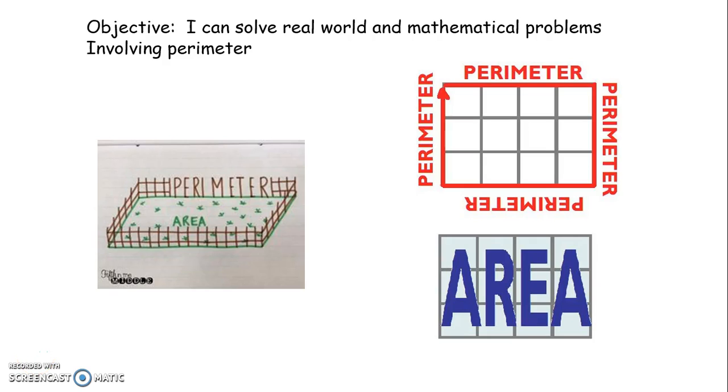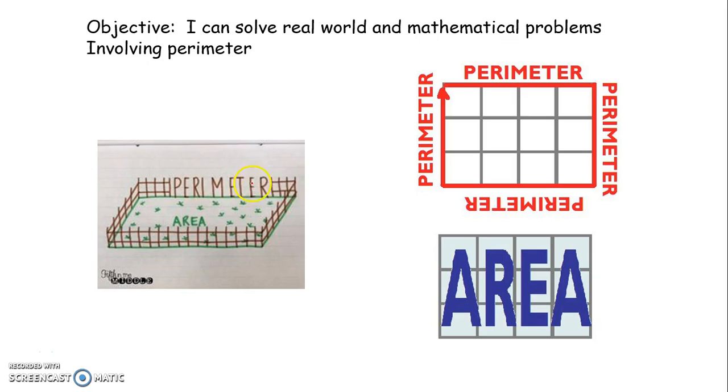Tonight I want to do a quick review of perimeter and talk about how it might be asked on the New York State exam. So our objective is: I can solve real-world and mathematical problems involving perimeter. The first thing we have to do is remind ourselves what perimeter is. A lot of times students go back and forth.